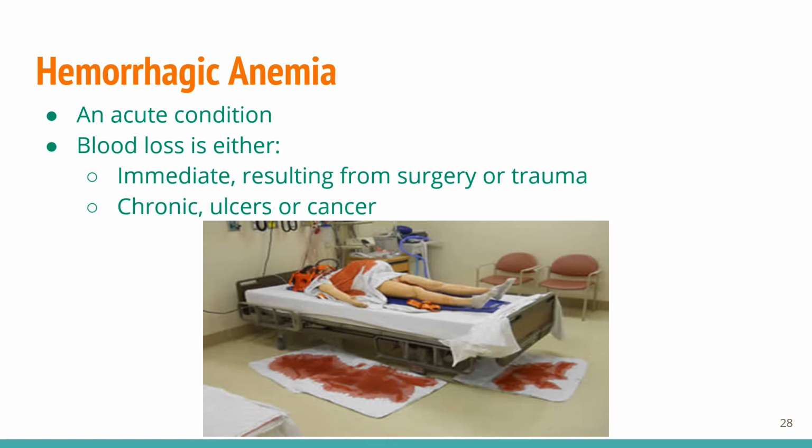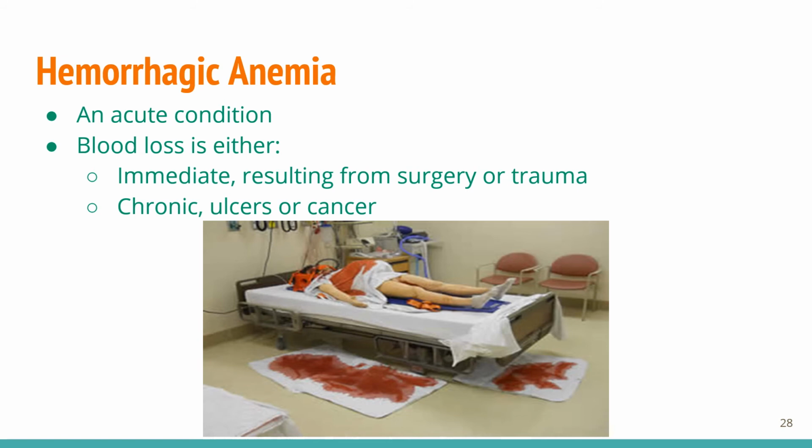So this is hemorrhagic anemia. It's a very acute condition, something that's happened. It's generally a trauma or big surgery or a huge bleed, an ulcer, maybe even a cancer, where you're having this acute blood loss. They have difficulty oxygenating because of the low count, but they also probably don't have much of a blood pressure because they've lost a lot of blood.